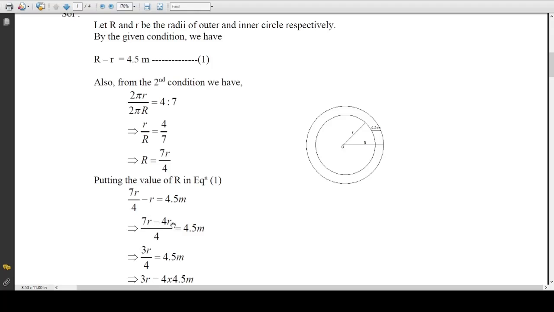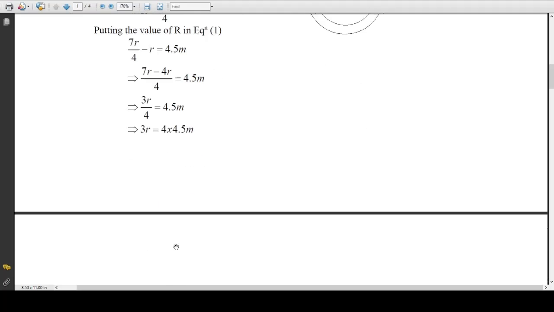Now 7R minus 4R, you will get how much? 3R. 3R by 4 equals 4.5. Again do the cross multiplication. 3R will be 4 multiply 4.5, which is how much?